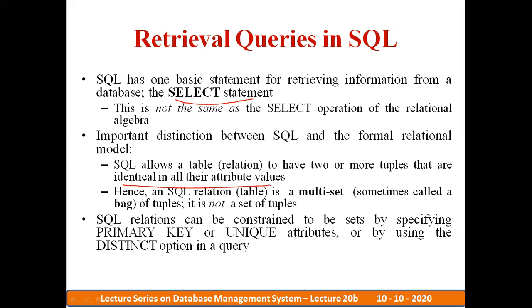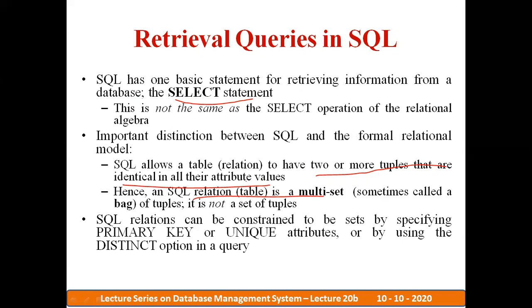That means in the case of relational algebra, we said there should not be any duplicates. But SQL will allow you to have two or more tuples that are identical in all their attribute values. That is why an SQL relation is a multiset. A multiset is called a bag of tuples and it is not a set of tuples. A bag can allow duplicates. If I say it is a set of tuples, it means no duplication is allowed. So SQL can take duplicate rows.